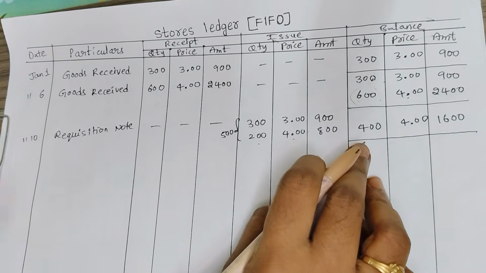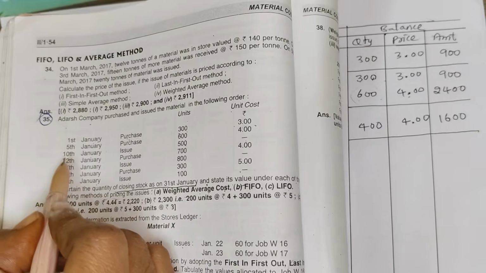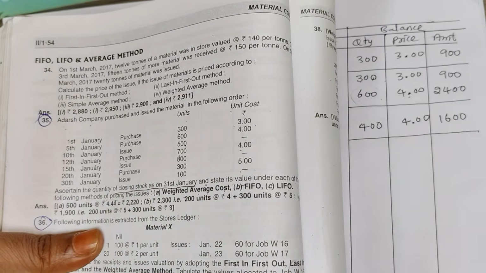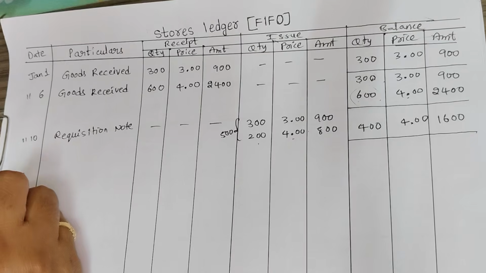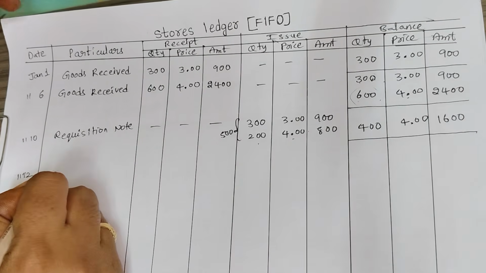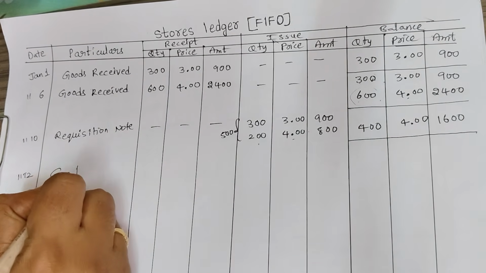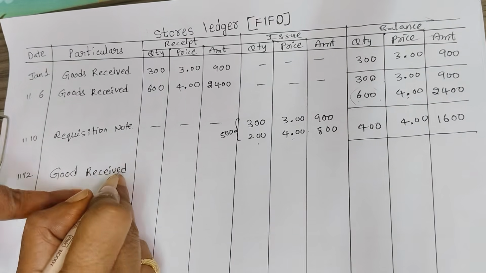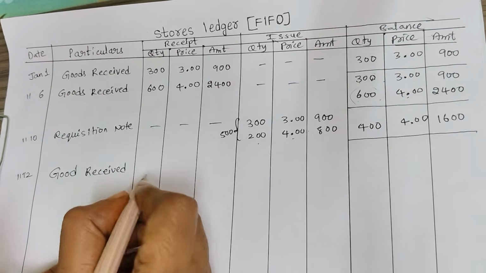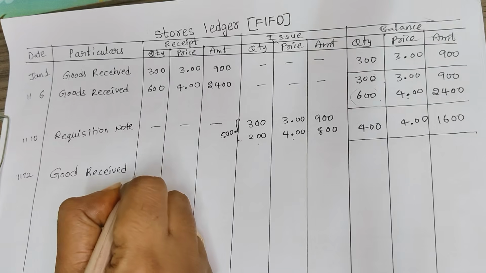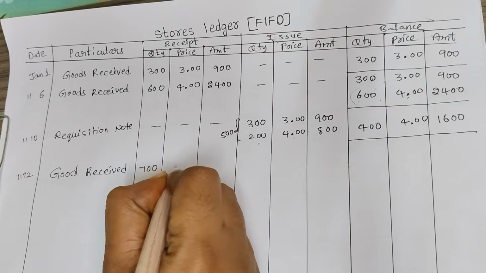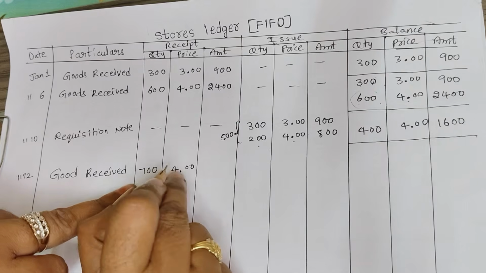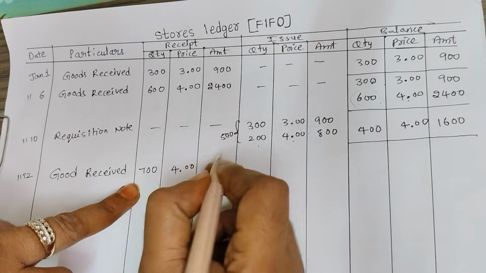Okay, and next date, 12th Jan, purchase 700 at the rate of 4. On 12th, purchase means what we should write? Goods received, because at the time of purchase we are receiving goods. So if you have goods received, where should we write? Under the receipt column. How many goods did we receive here? 700 units at the rate of 4 per unit. Okay, so 700 into 4 rupees, how much?